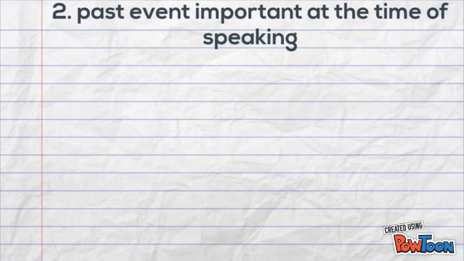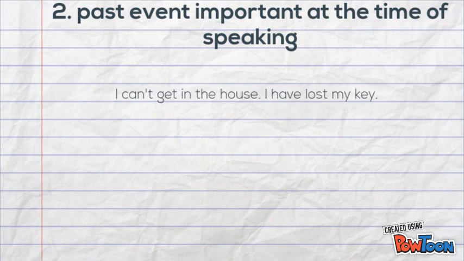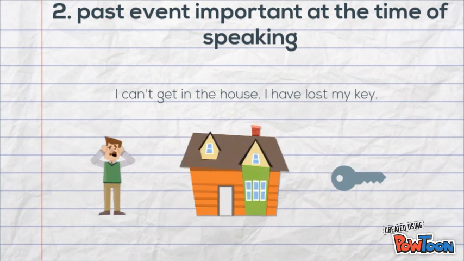A past event is important at the time of speaking. I can't get in the house. I have lost my key. Have lost is the present perfect. And it's important because now I can't get in the house.